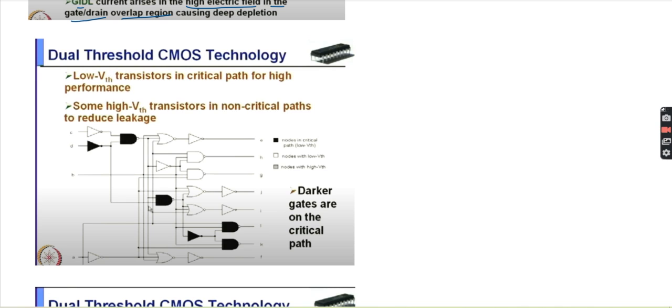Now we'll see the next technique, which is the dual threshold CMOS technology, or we may call this DT CMOS. Sometimes we may call it like that. Now what will be in this dual threshold? That is two different thresholds. We are going to use the CMOS technology with low VTH and the other one high VTH.